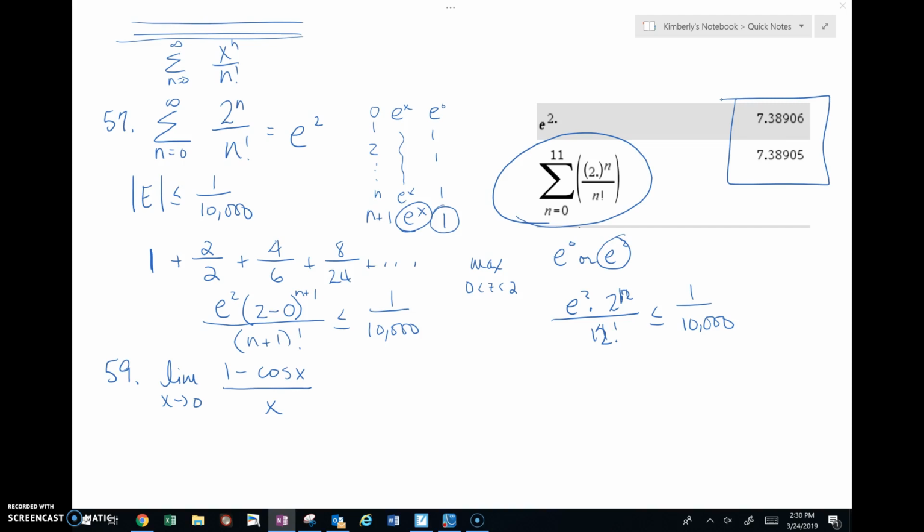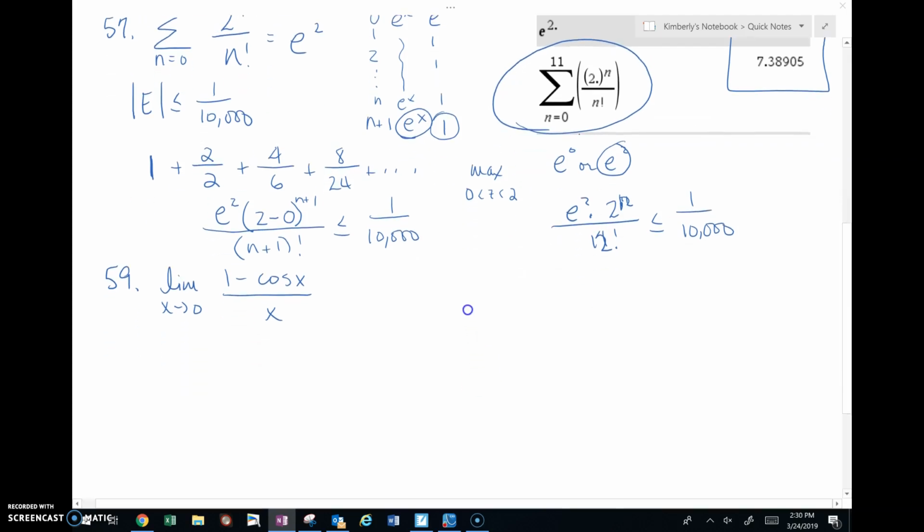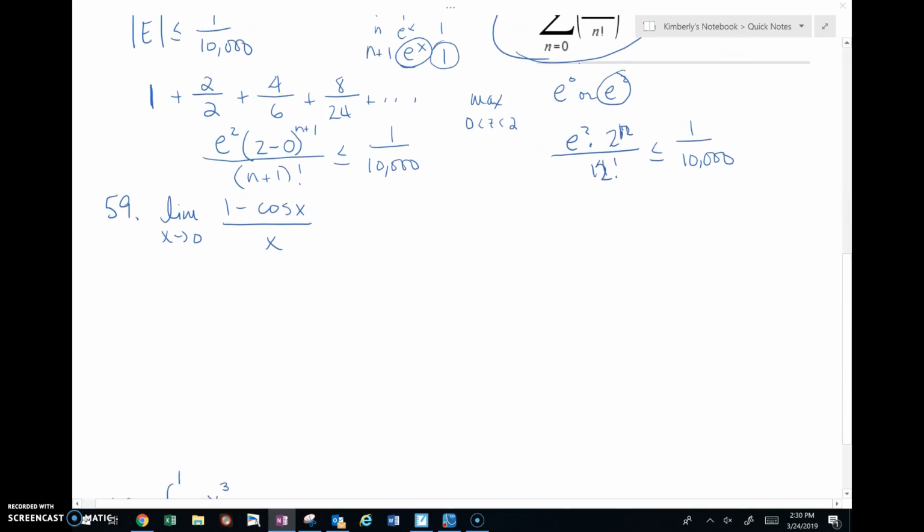Let's go on and take a look at 59, which is kind of a weird little problem. I think it's cool, though, that they want us to do it with a series. If you ask me to do this question, I would put 0 in for x, get 0 over 0, and go, oh, let's L'Hôpital it. So the limit as x goes to 0 of positive sine x over 1 is equal to 0. It's done. Perfect. But they're having us do it with a series, which is kind of cool.